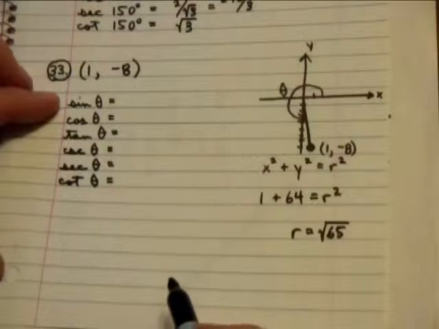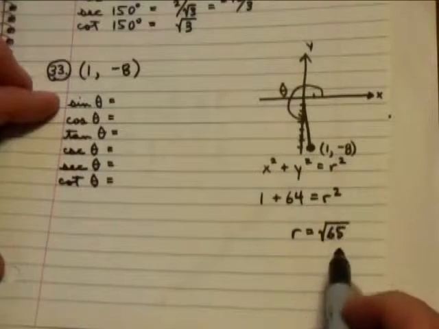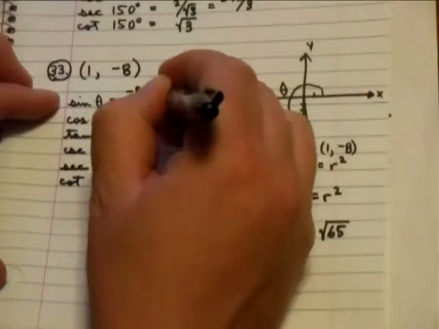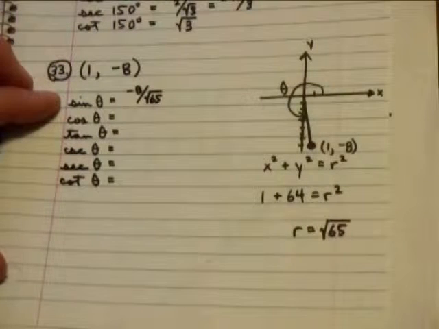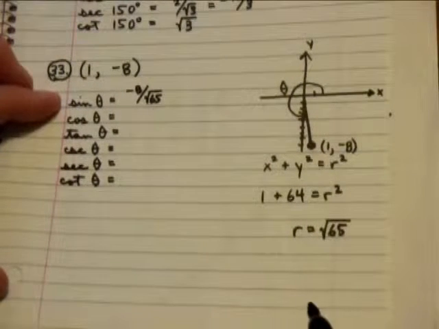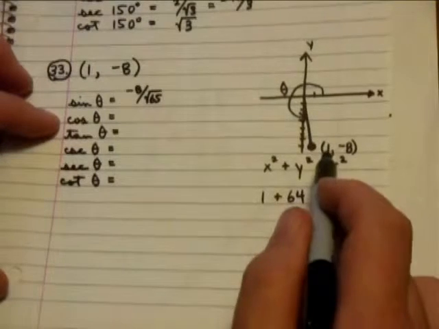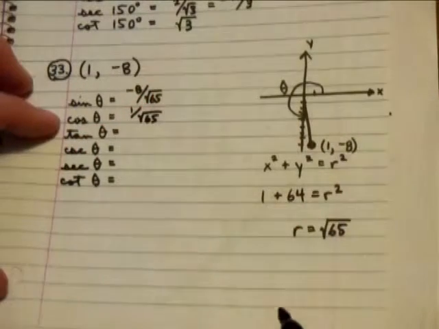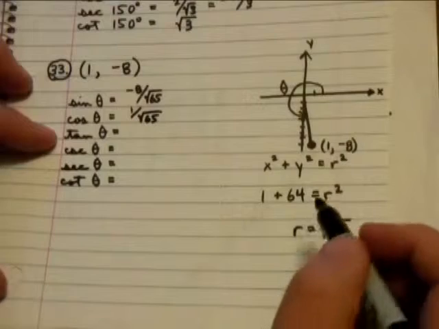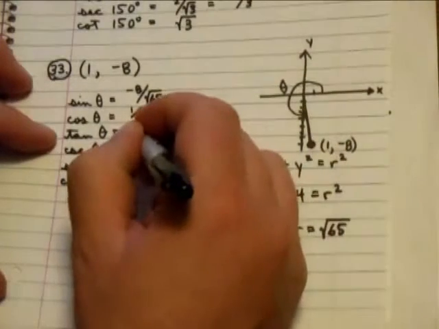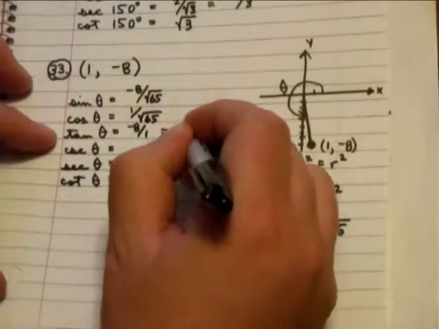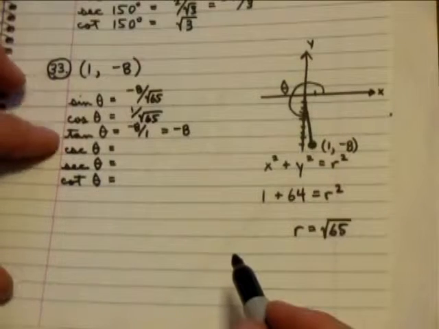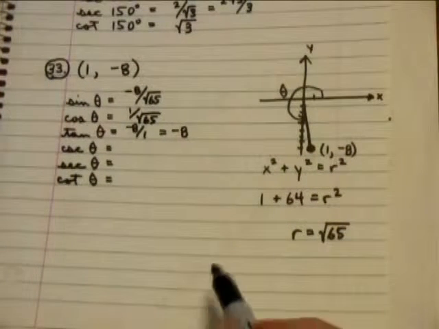So, sine, again, is the y coordinate over the radius. So, I've got negative 8 over the square root of 65. And I'll let you rationalize that denominator if that is something that your teacher requires. Cosine is the x-coordinate over the radius, so 1 over the square root of 65. Tangent is the ratio of y over x, so negative 8 over 1, which of course reduces down to negative 8.